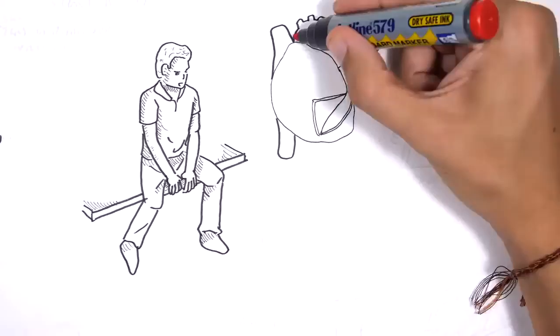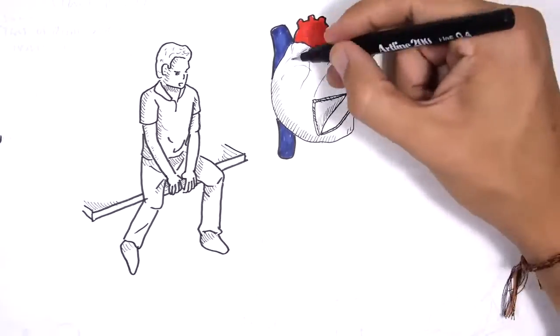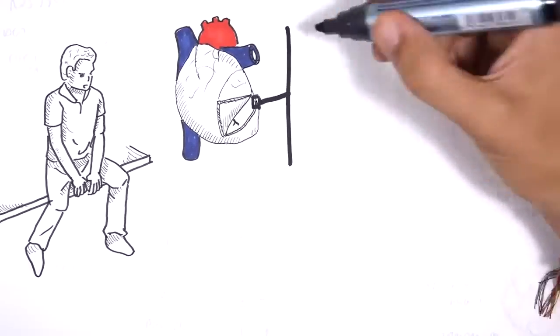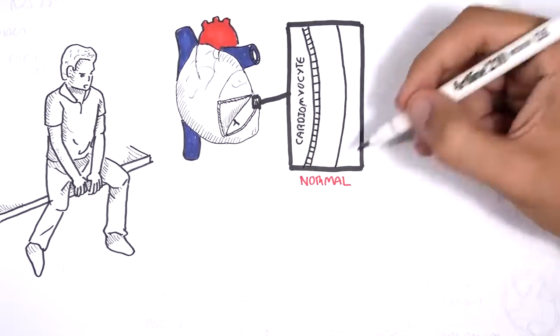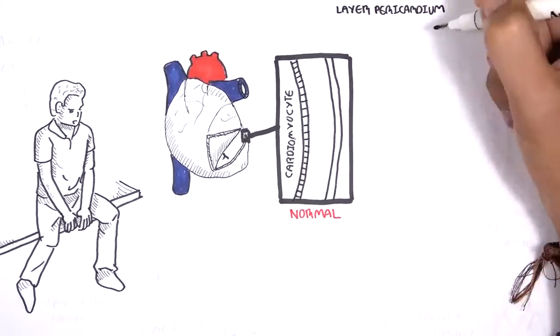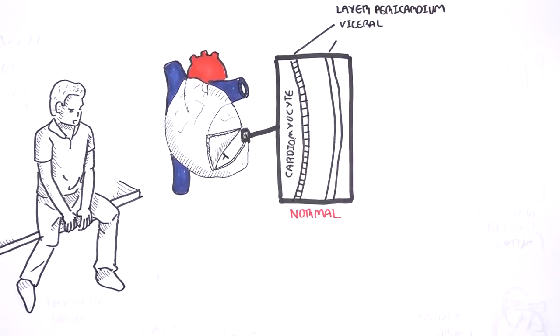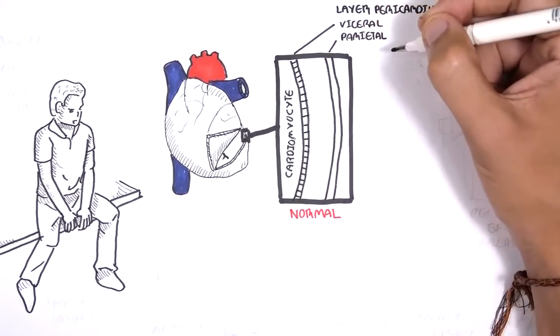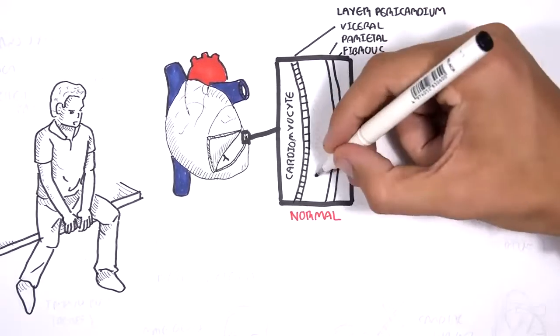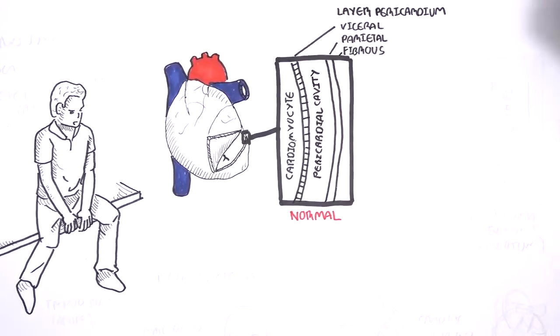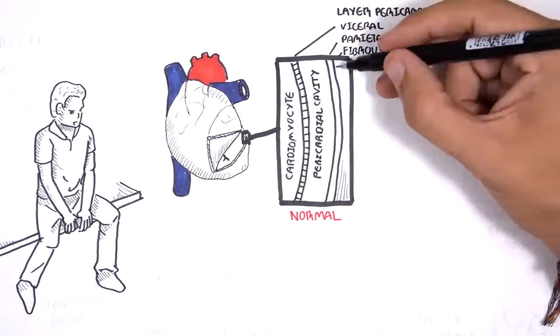The pericardium is a membrane that surrounds the heart. Here is the heart muscle, the cardiomyocyte. The layers of the pericardium include the visceral, parietal, and outer fibrous layer. Between the visceral and parietal layer is the pericardial space, or cavity.